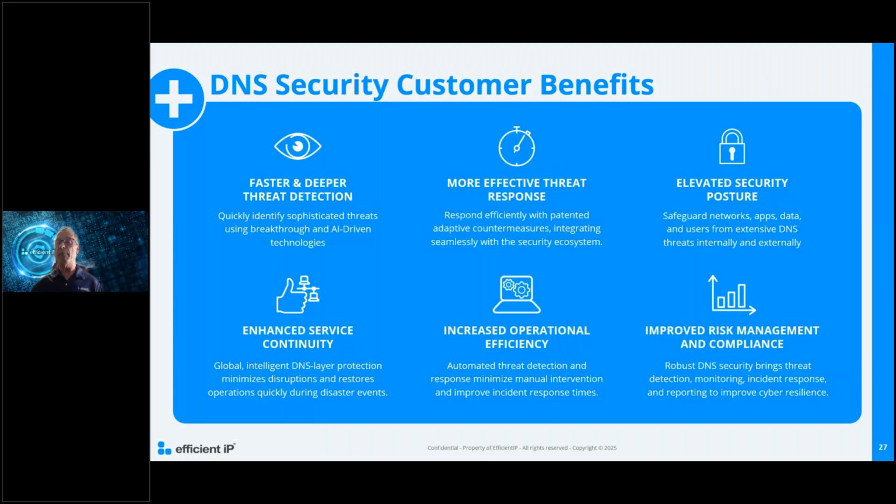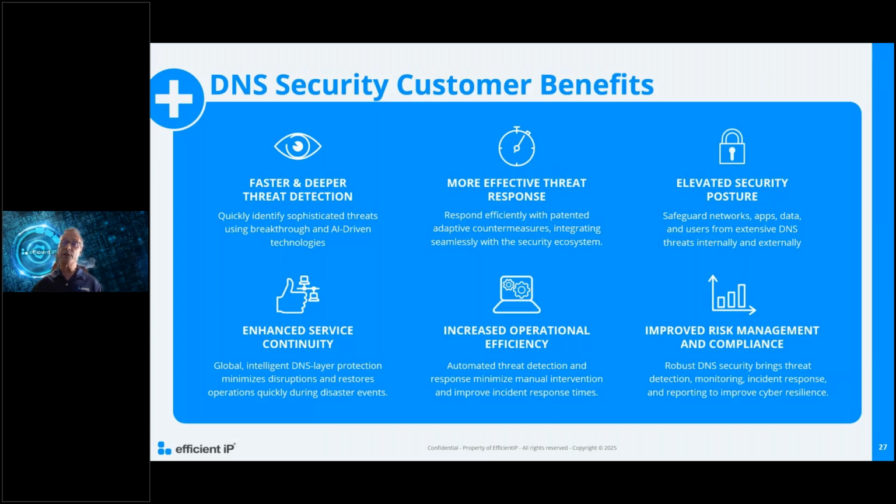Here's how we deliver measurable impacts. EfficientIP delivers smarter, faster threat detection by leveraging advanced AI-driven analytics to uncover even the most evasive DNS attacks in real time. These threats are neutralized instantly through patented adaptive countermeasures like IP quarantine and rescue mode, seamlessly integrated into your existing security ecosystem. Your overall security posture is strengthened, extended across users, applications, data, and infrastructure against internal and external DNS threats.